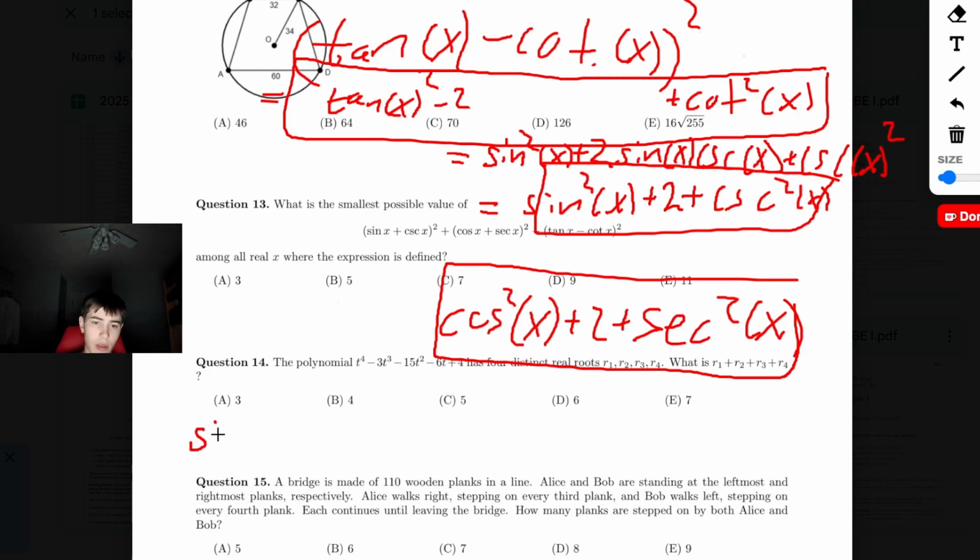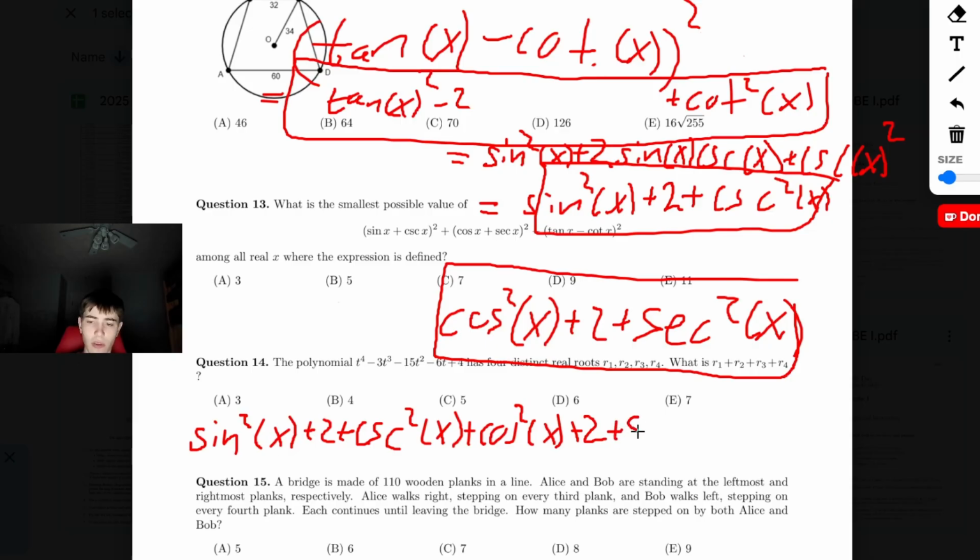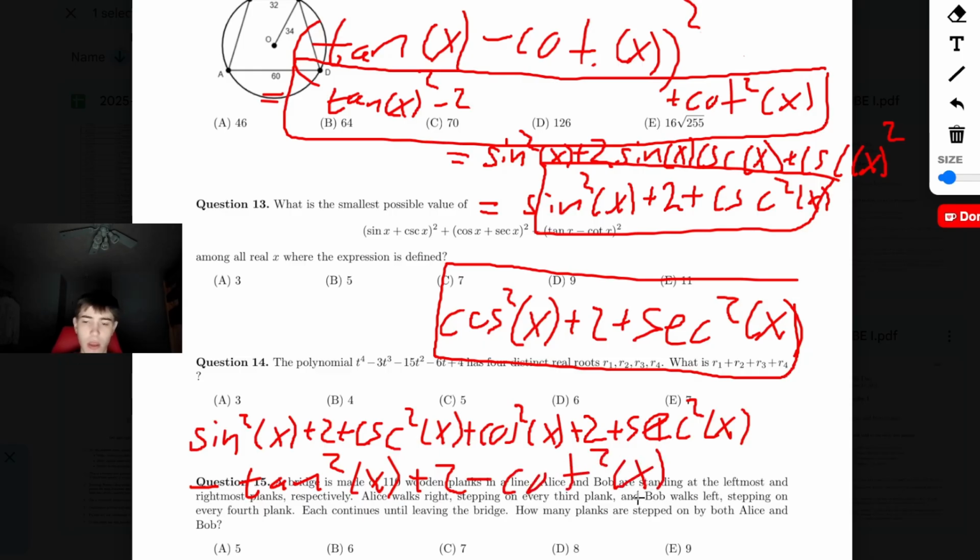So we're going to end up with sine squared of x plus 2 plus cosecant squared of x plus cosine squared of x plus 2 plus secant squared of x plus, minus tangent squared of x plus 2, because we're subtracting negative 2, minus cotangent squared of x. Okay, and then there are some other identities that come into play here too.